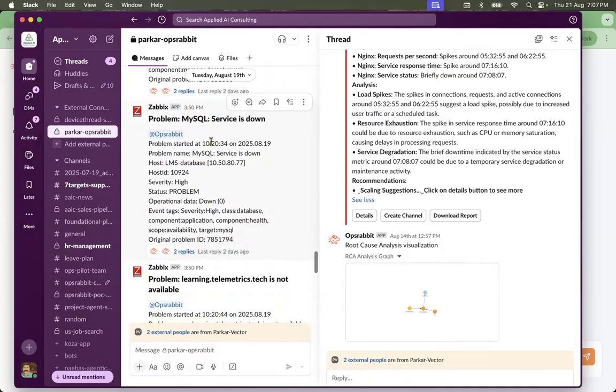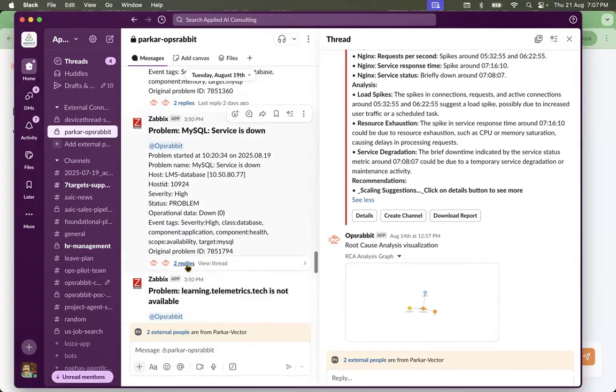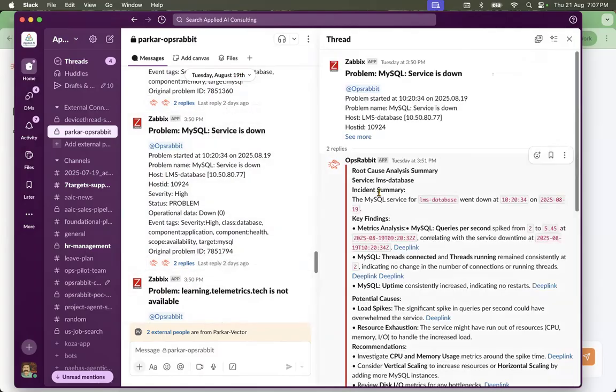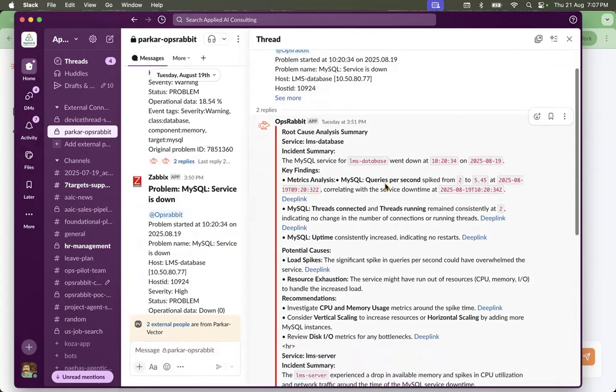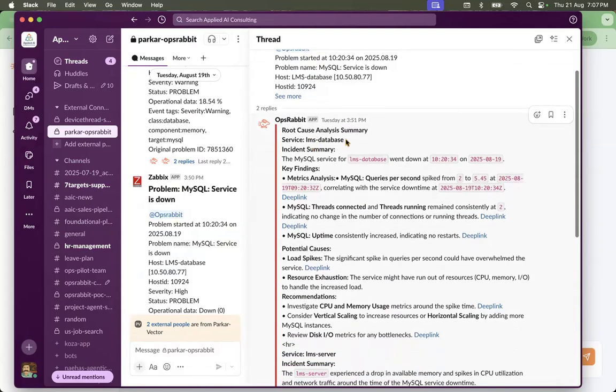So this issue came at 3:50 p.m. on 19th of August. So if I click on the reply and check what OpsRabbit has done on this, you see it checks that this is the database, the name of the LMS dash database. So this is basically monitoring the LMS application, this Zabbix server. So it knows the name of the service and it is checking for the service. It went down at this particular time, 10:20 on 19th of August.